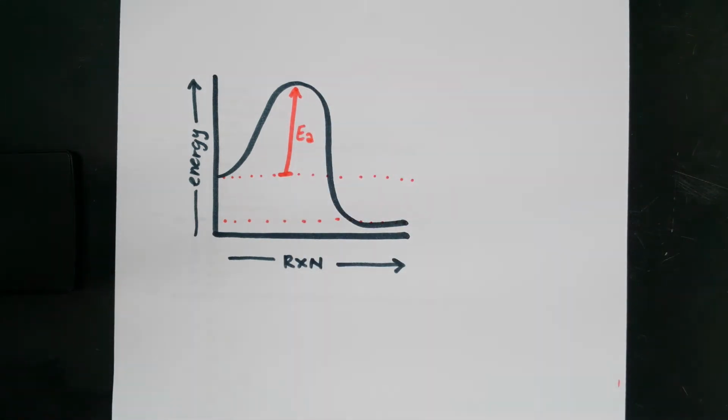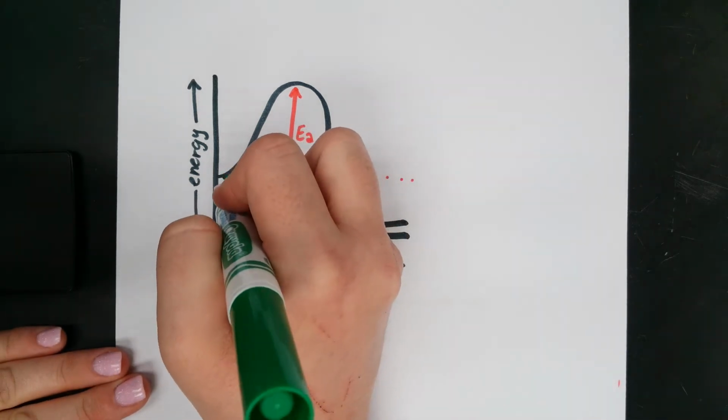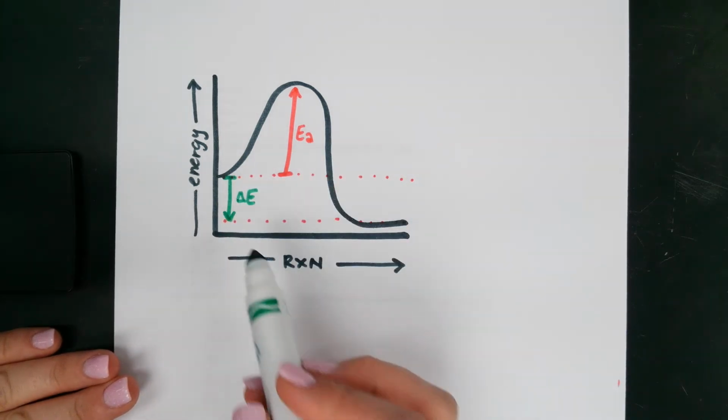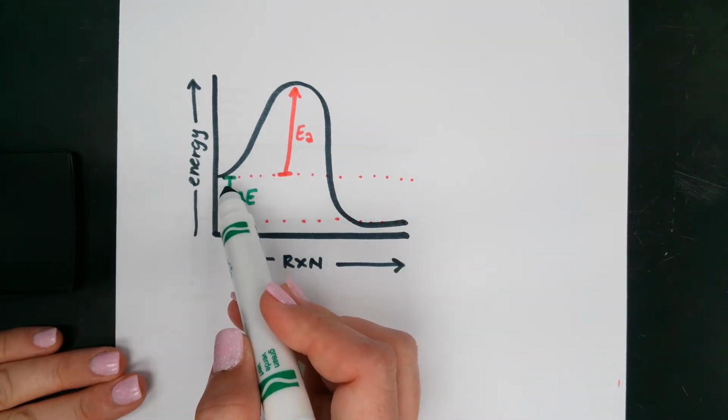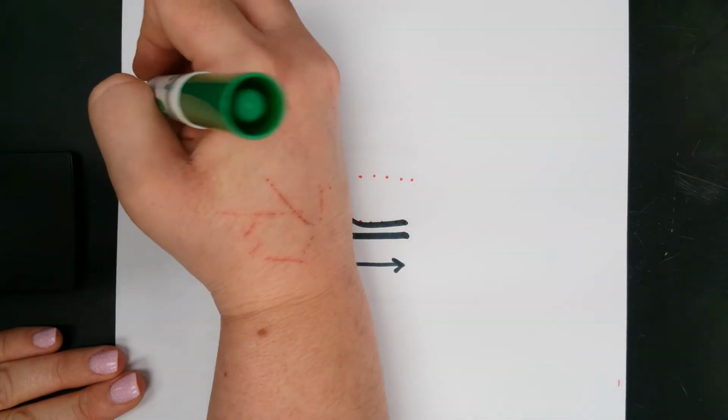And then again, our delta E, or our change in energy, is going to be from the start to the finish. There is our delta E, our change in energy. So keep in mind that since we started up here and we lost energy, that means we've released energy, and this would be considered an exothermic reaction.